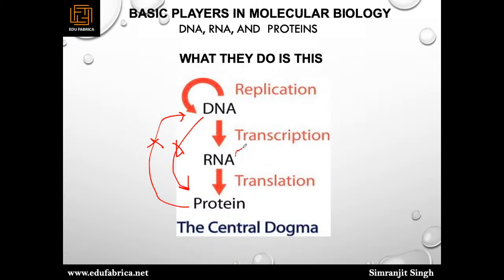Yeah, but RNA could self-replicate. DNA replication, RNA replication could happen. And RNA could also go in reverse with the help of reverse transcription, making a complementary DNA. But not the other way around. DNA could make RNA, RNA could make protein, but DNA to protein is not possible, and protein to DNA is not possible. But RNA could replicate itself, and from RNA, complementary DNA is still possible with the help of reverse transcription.